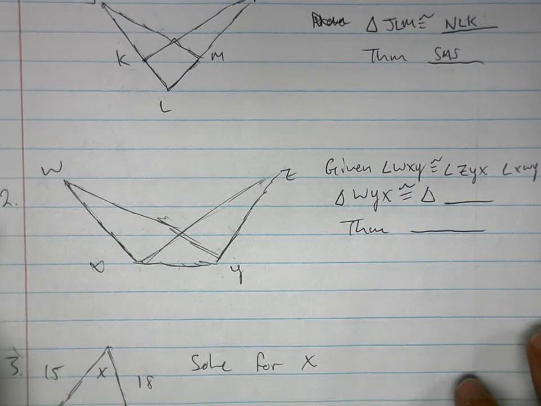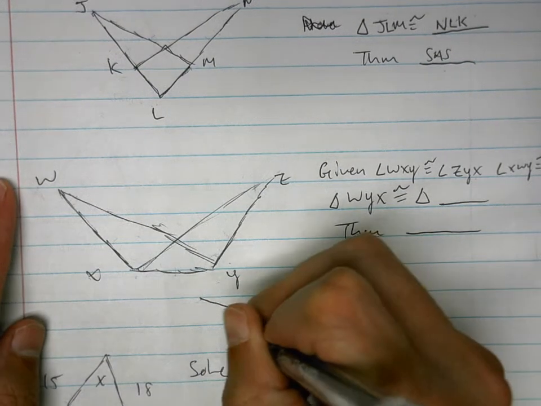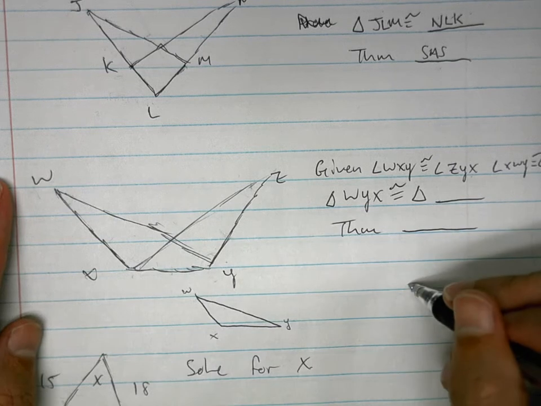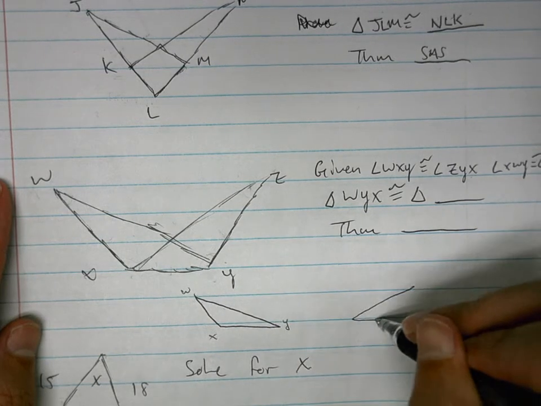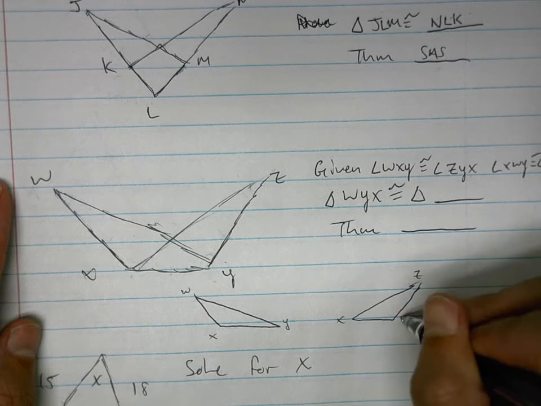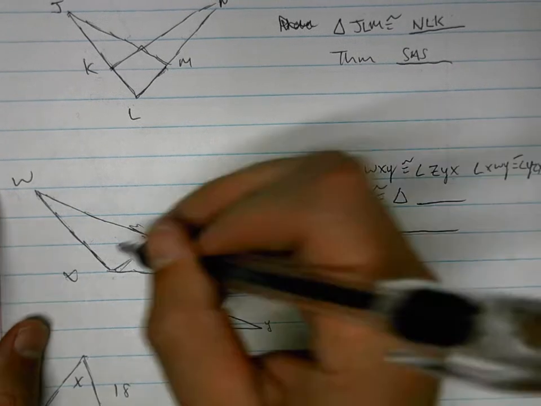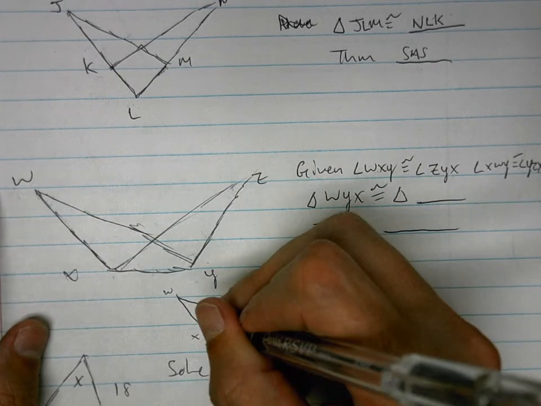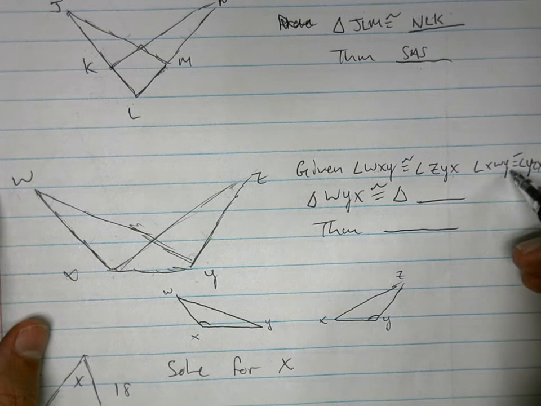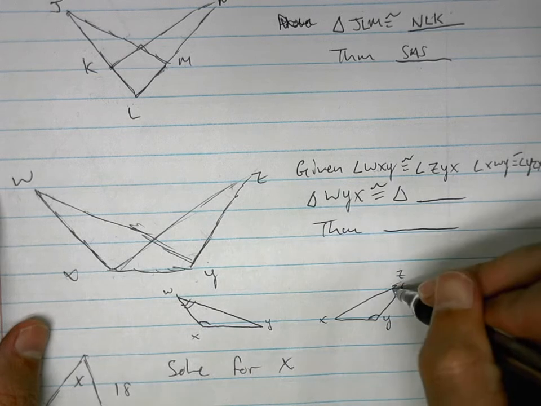For this one, again, they are overlapping, so let's draw them separately. WYX, and we've got ZXY. So we're given WXY, so WXY is congruent to ZYX. We're also given that XWY is congruent to YZX.